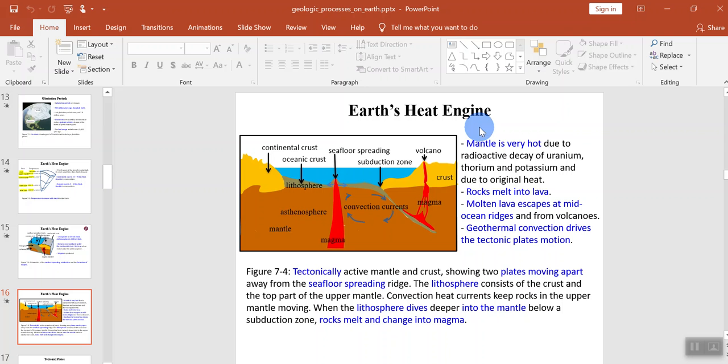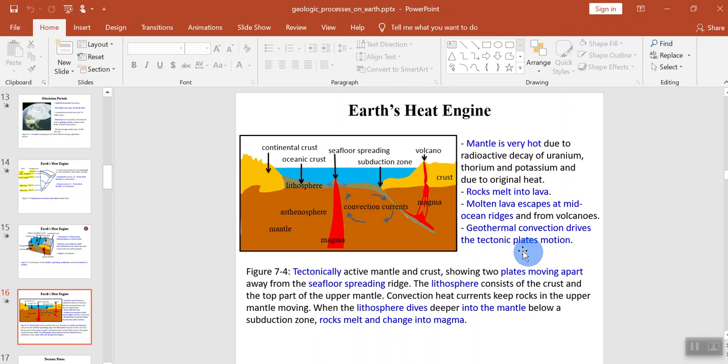So Earth's heat engine some more. We said that the metal is very hot. It's from the silicate rocks, which are melted. Rocks melt into lava. So when you have the subduction, rocks melt, form magma, so the magma chamber, and then spew out from volcanoes. Okay. There you go. Geothermal convection drives tectonic plate process.